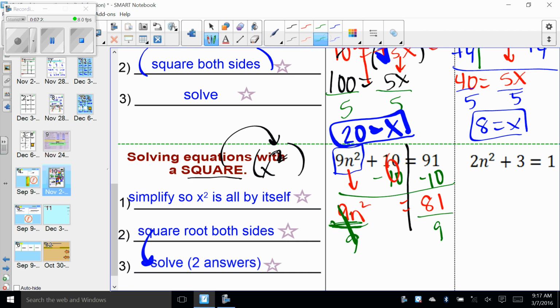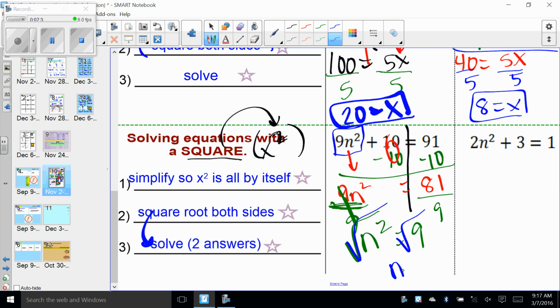So we get n squared equals 9. Getting rid of the power of 2, take the square root, copy, paste. We get n equals plus or minus 3. N equals plus or minus 3 is our answer.